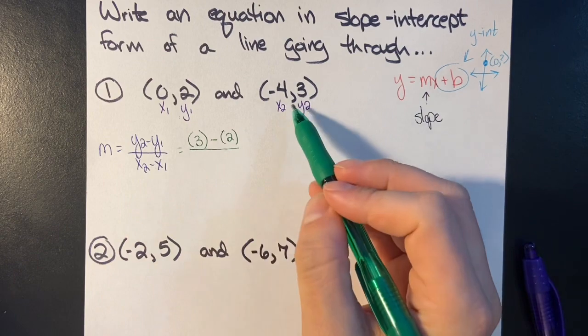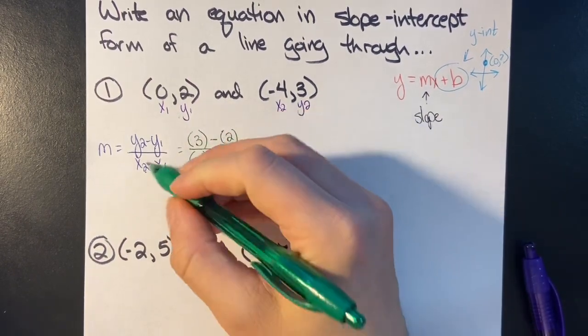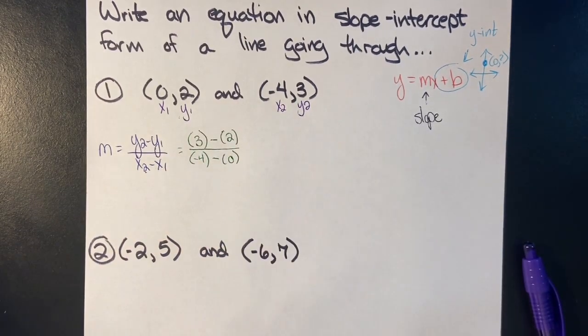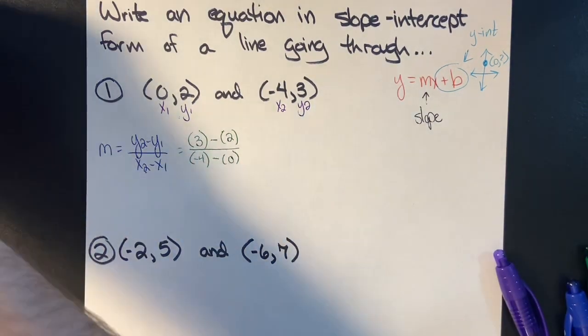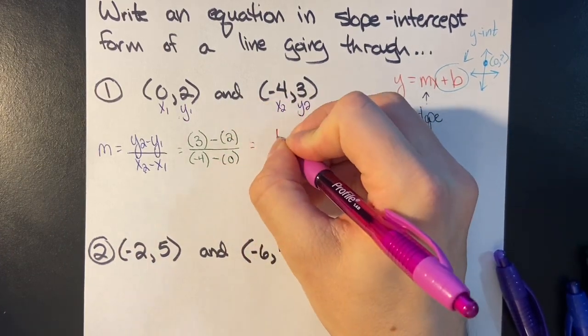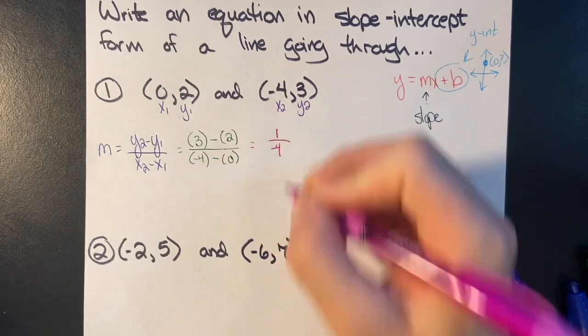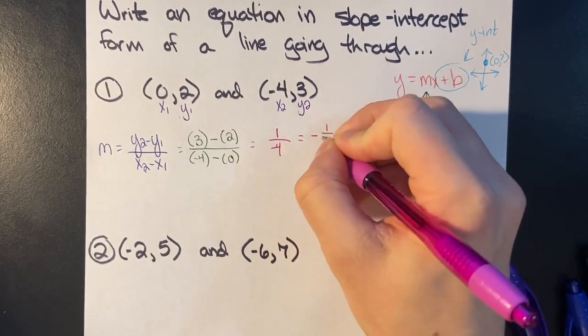X sub 2 is negative 4, minus in the middle always, x sub 1 is 0. Now it's a matter of simplifying the fraction and keeping it improper if that's the case. 3 minus 2 is 1. Negative 4 minus 0 is negative 4. So 1 divided by negative 4 is negative 1 over 4.